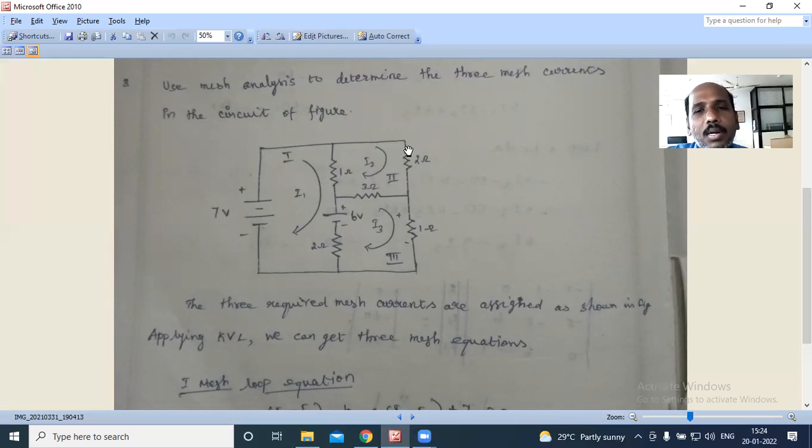Sometimes, if asked what is the power dissipated in the 2 ohm resistor, we can use the I squared R formula. I is 2 ampere, so 2 squared into R, 2 ohm. 2 squared is 4, into 2, 8 watts. 8 watts is dissipated in the 2 ohm resistor. In such a way, we can find the current flowing through each element, the voltage across each element, and the power dissipated in each element by using the mesh method.